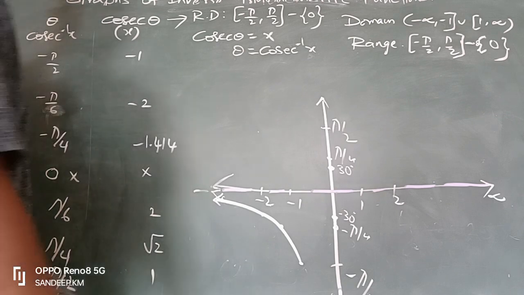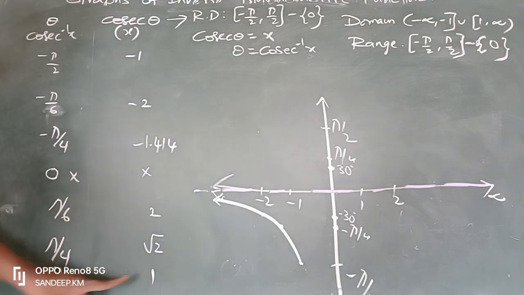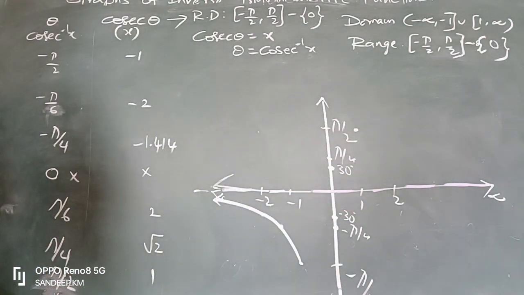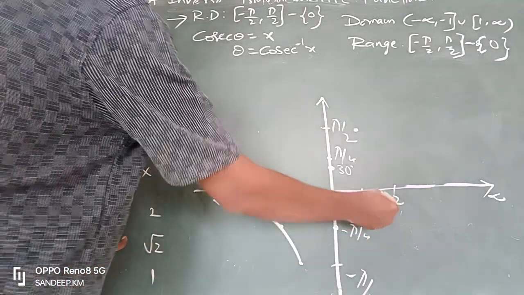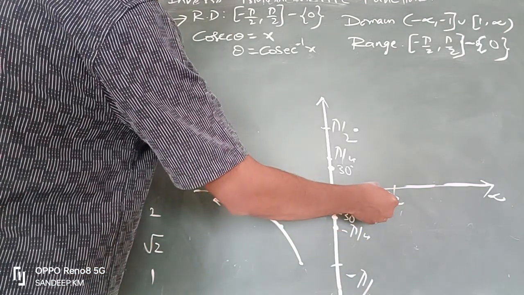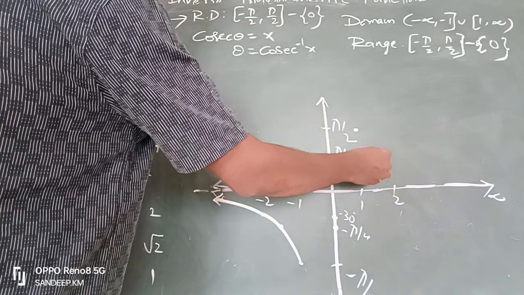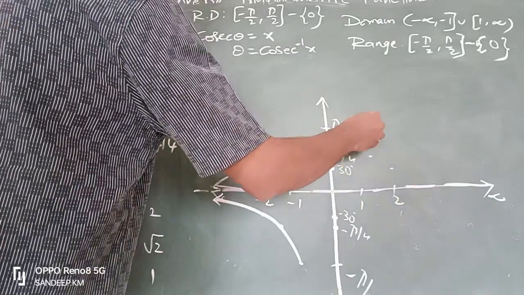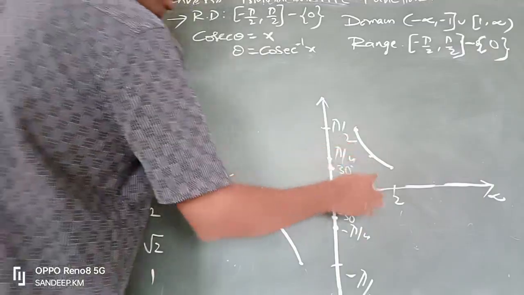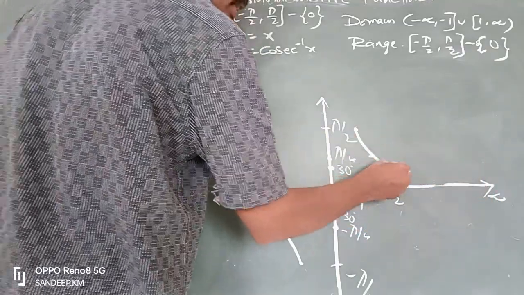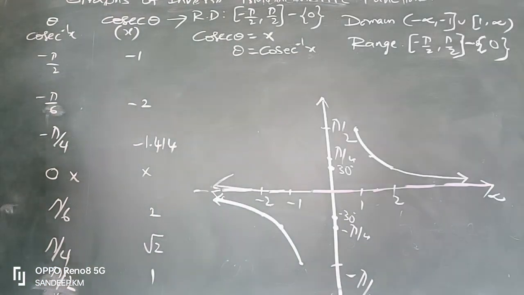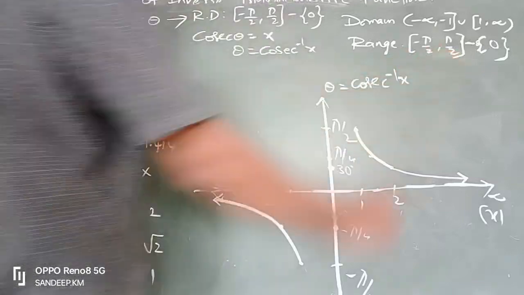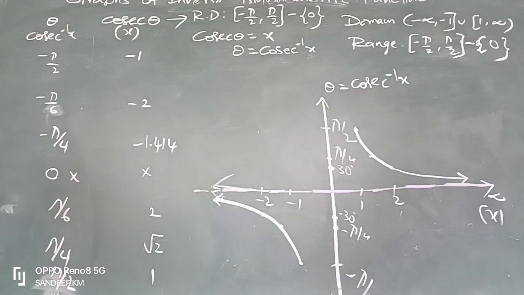Similarly, if input is plus 1, the output is pi by 2. If input is root 2, that means 1.414, which is between 1 and 2, the output will be 45 degrees. And when input is 2, the output will be 30 degrees. Joining this, as input approaches plus infinity, the output approaches 0. So when input is x, the output is theta equal to cosec inverse x. So this is the graph of theta equal to cosec inverse x.